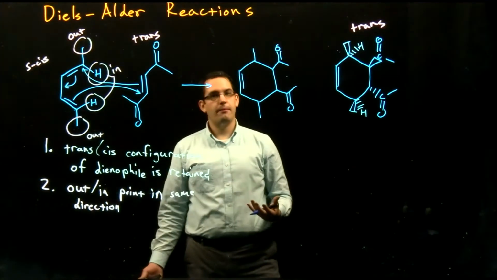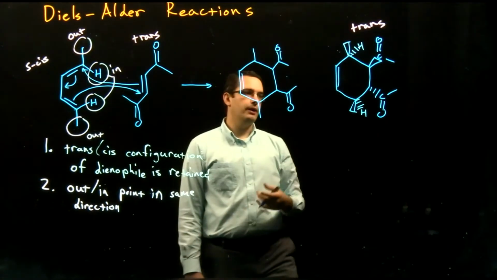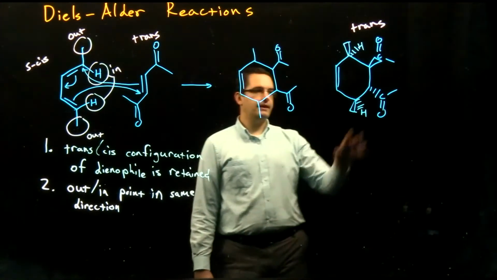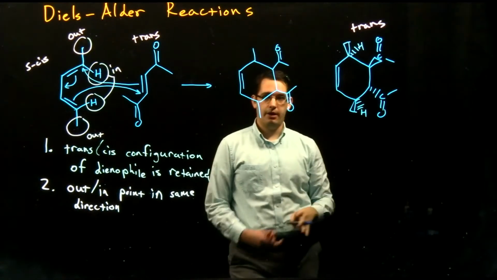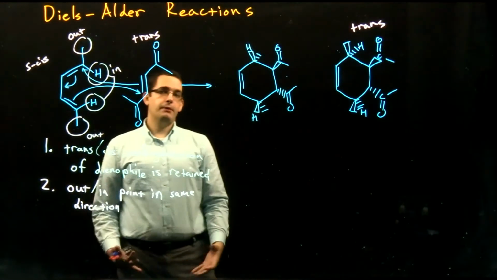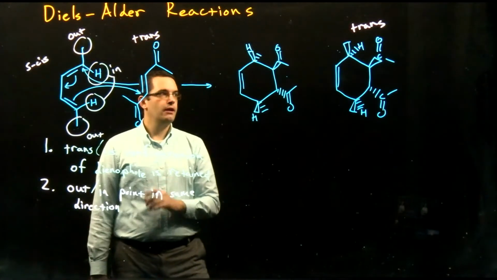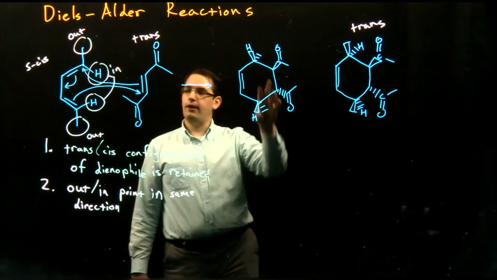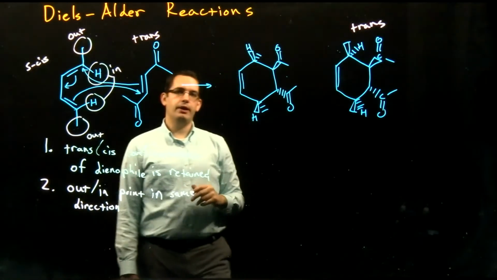Now we do have two different possibilities here. Right, they could both be pointing up, or they could both be pointing down. In this case, those would both be equivalent just based on the symmetry of our structure here. So here we have the two different possibilities from our particular starting reactants. So we have one possibility with our in groups pointing up, and one possibility with our in groups pointing down.